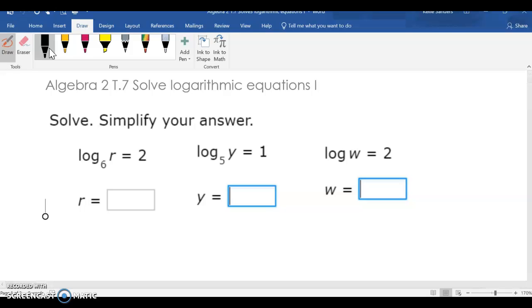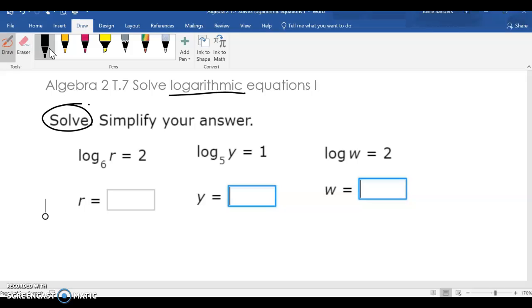Okay, on this one we are solving still, and so we're trying to get our variable by itself. Now the first few shouldn't be all that bad. All of these are in logarithmic form, hence solving logarithmic equations. But to solve them, we're going to put it in exponential form, so you have to go back to S1, S2, or T1 and T2 and stuff like that to remember.